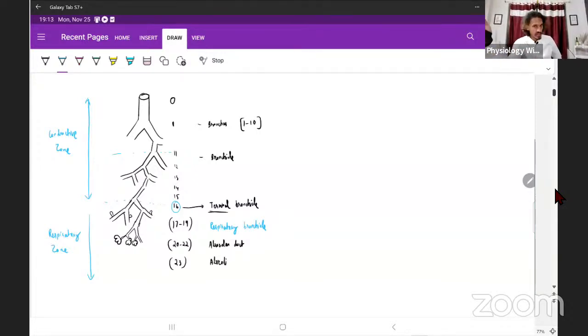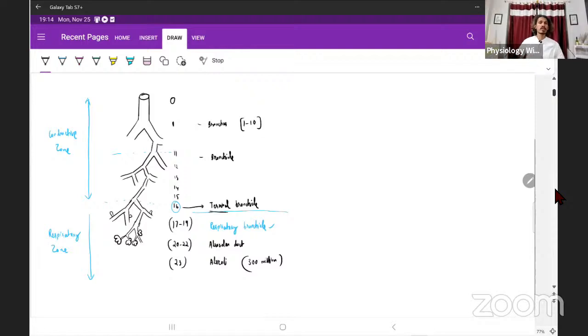From 0 generation to the 16 generation, till the terminal bronchiole is reached, that is what we call the conductive zone, where alveoli are in no way present. So gaseous exchange does not take place in any of these zones. Beyond that, your respiratory type of bronchiole starts, where a little budding of alveoli can be there. Beyond that, alveolar ducts are there, from which again you have alveoli coming out. And then finally, the last division will be your alveoli. Around 300 million alveoli are present.